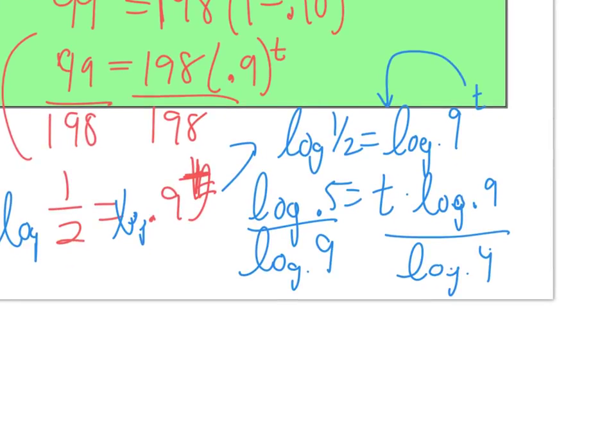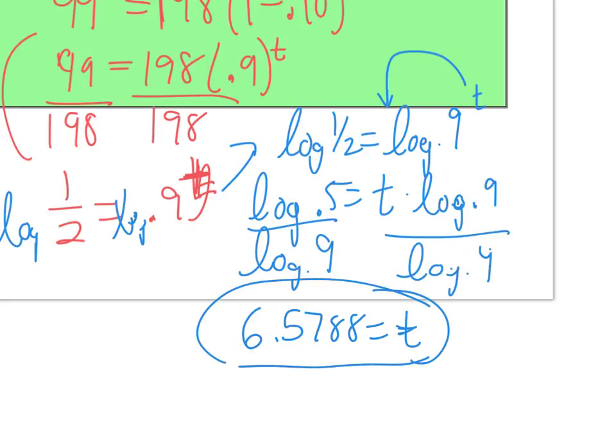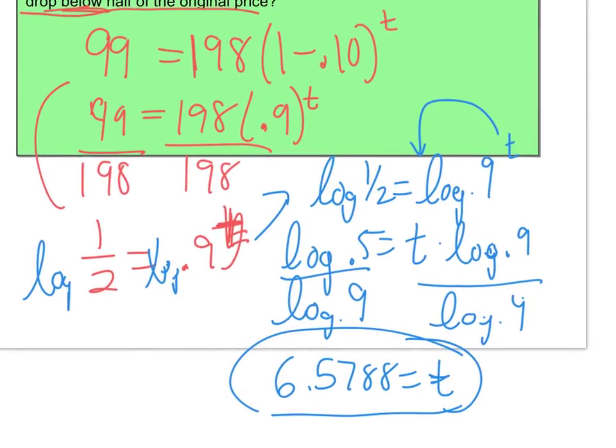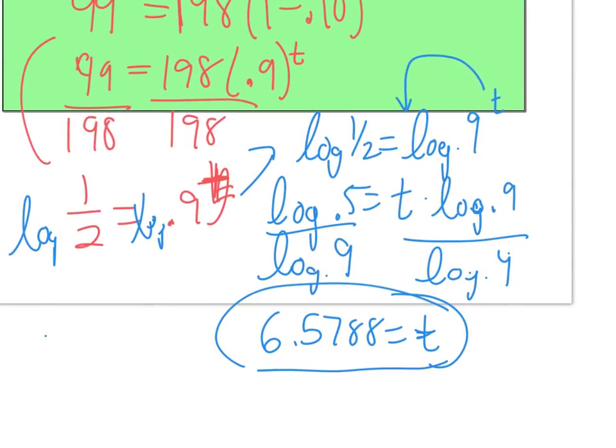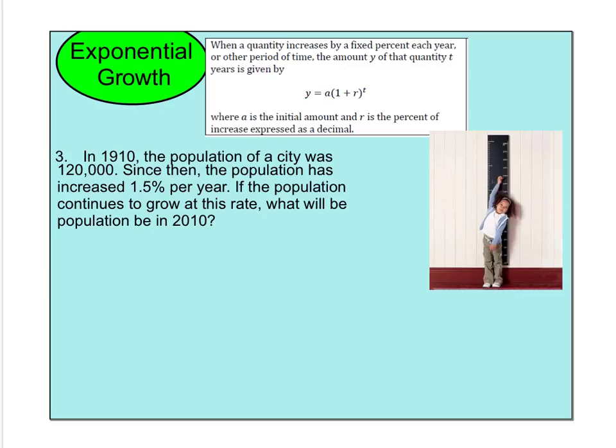And there's your answer. Log of 0.5 divided by log of 0.9 is going to be 6.5788 equals t. So it's going to take a little over 6.5 weeks for it to drop below 50%. In the context of the problem, it's going to be 7 weeks before it drops below 50%. All right, so exponential growth is good news. That's where things grow in value.